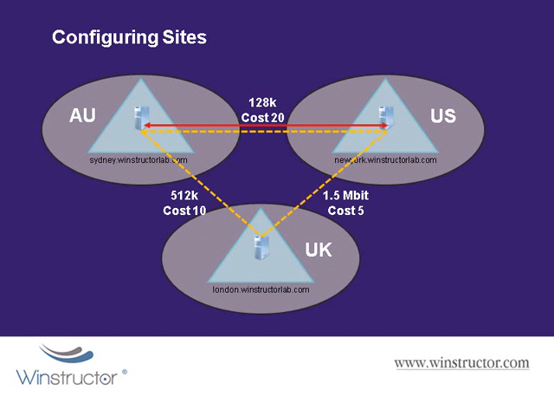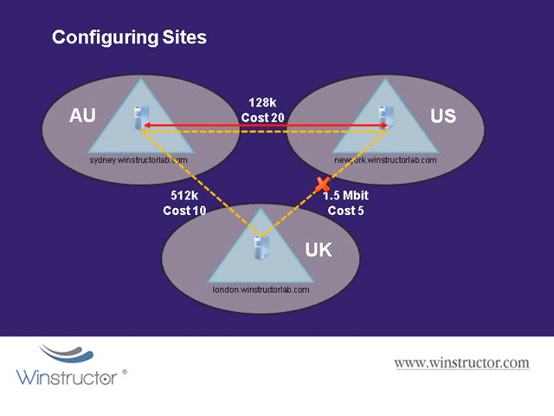So even though by looking at this diagram here, you might think that Australia would prefer to replicate with the US over the 128K link with a cost of 20, but no. In actuality, it'll choose to replicate via the UK. Since even though it has to travel through the UK site to get to the US, the overall cost is lower. 10 plus 5 equals a cost of 15, whereas the 128K link has a cost of 20.